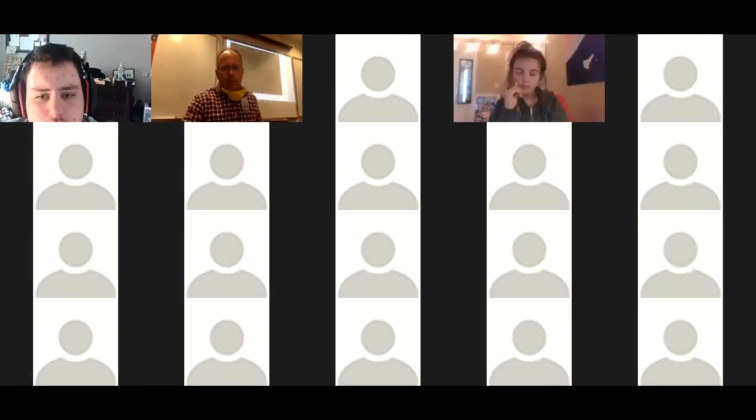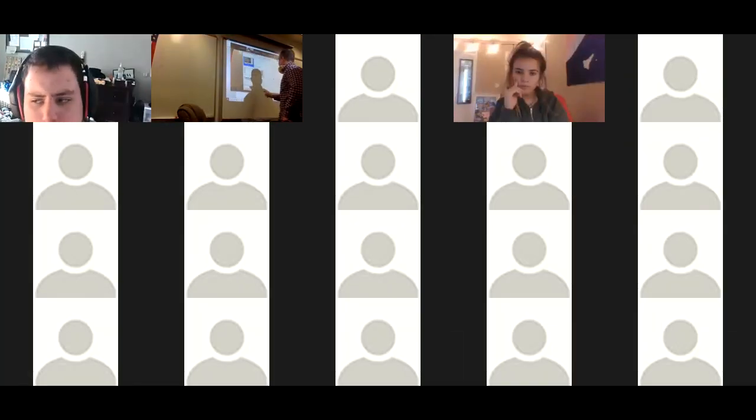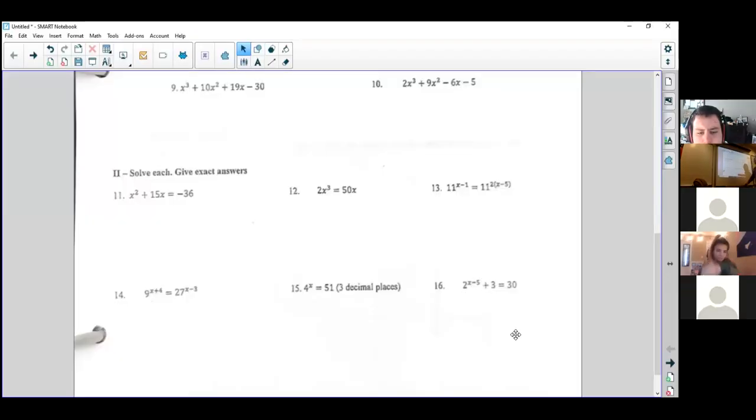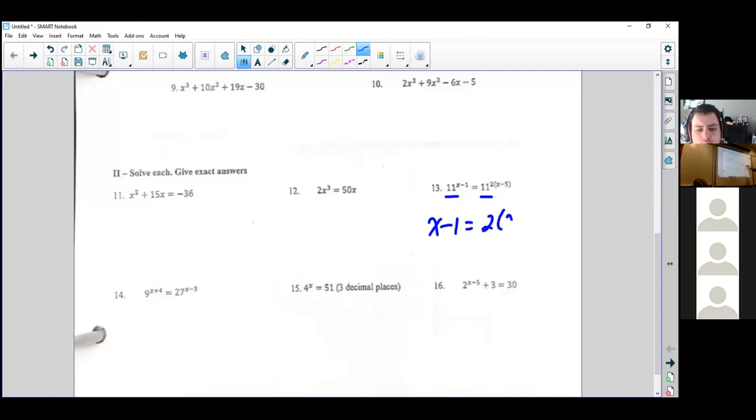I'm going to stop sharing here. Being that we have the same base on both sides, I'm going to set the exponents equal to each other only. I don't have to worry about the bases. So I'm going to distribute over here, and then just solve it by regular algebra. That's going to give me x equals 9. And that's how you'd solve that problem.